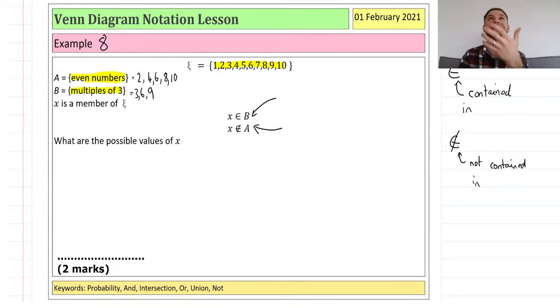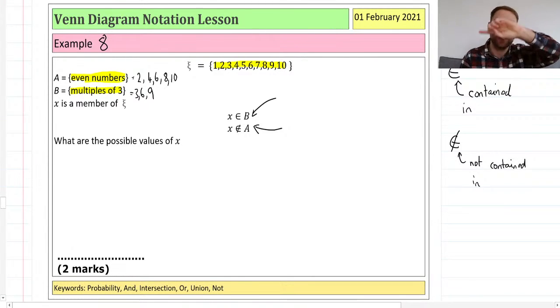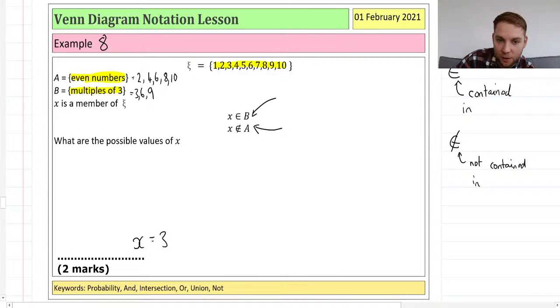Now, obviously, the reason that 6 isn't included is because 6 is in A. Okay? So, they are contained in B, but because we know that 6 is in A, and it's not contained in A, the two answers are just 3 and 9. I'm just overthinking it here, aren't I? So, X is equal to 3 or 9. Silly Billy. Just hadn't read it properly.